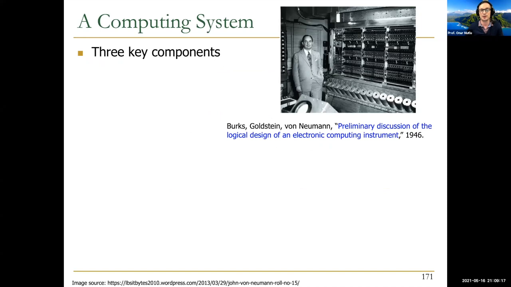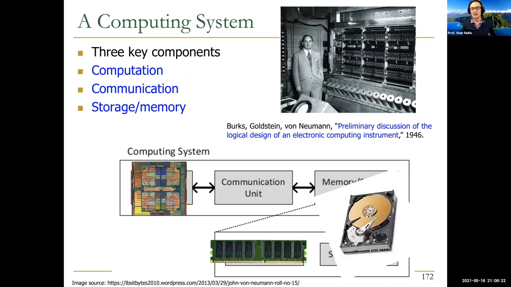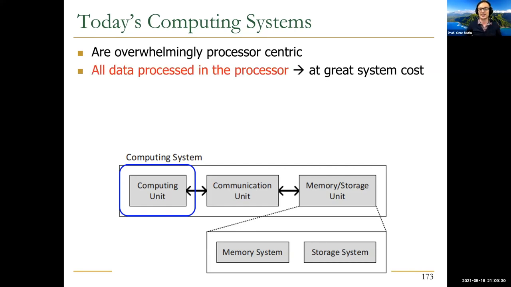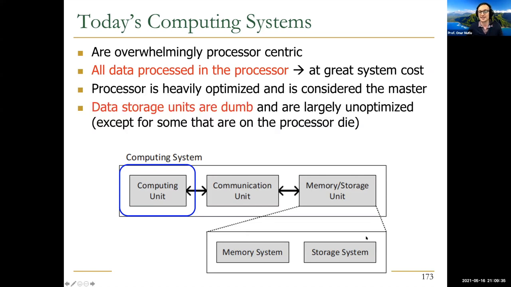So if you look at a computing system, fundamentally, it consists of computation, communication, and storage elements. And for decades, we've heavily optimized the processor. Today, it's accelerators also. But we're very processor-centric. All data is processed in the processor at great system cost. Processor is heavily optimized. Everything else cannot do anything to the data. Basically, they're very unoptimized. Because as a result, we have to move everything to the computing unit first so that we can process it. Whereas if you look at memory and storage units, communication units, a lot of data is in there. And if we can just process the data in place, we could eliminate a lot of the energy inefficiency due to data movement.